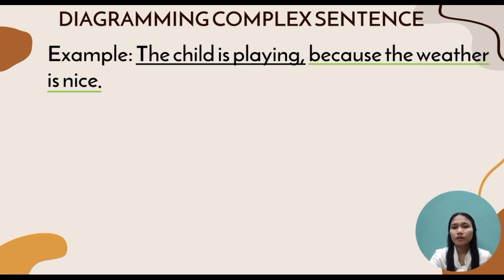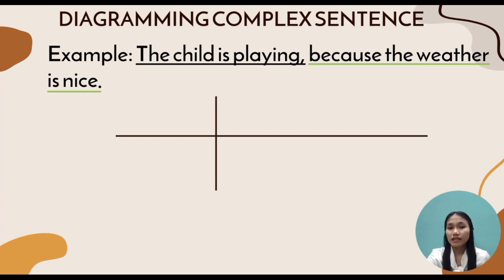So first, we are going to make use of our example. The child is playing because the weather is nice. Again, because is our subordinating conjunction. In writing a diagram, we should first define our subject and our verb. The subject is the child, and playing is our verb. Is is our helping verb.